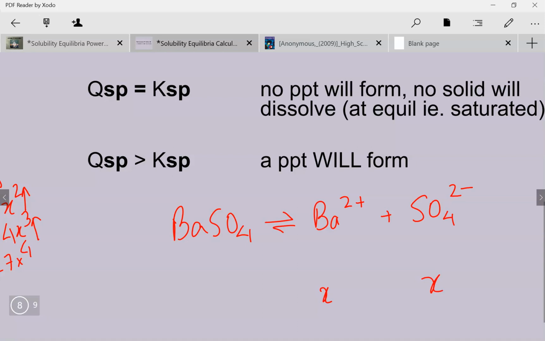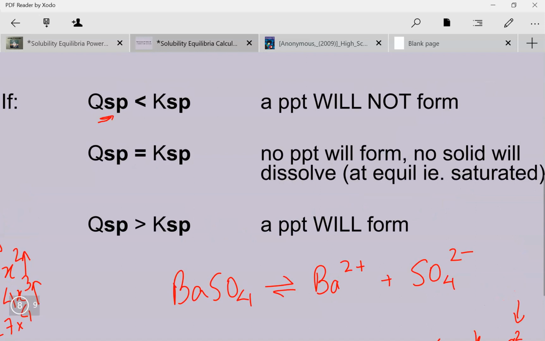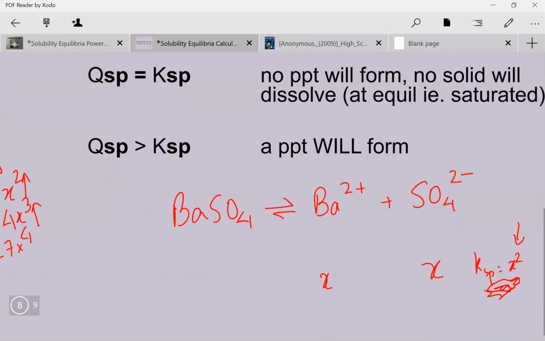So the system always wants to be at equilibrium. So when I calculate, at equilibrium, I get a KSP equals some x squared, and this x value is the solubility that the system wants to be at. So basically, if I have a QSP, which is very similar to a QC calculation, it is not at equilibrium. So let's say I just add 0.1 moles of barium and 0.05 moles of sulfate initially.